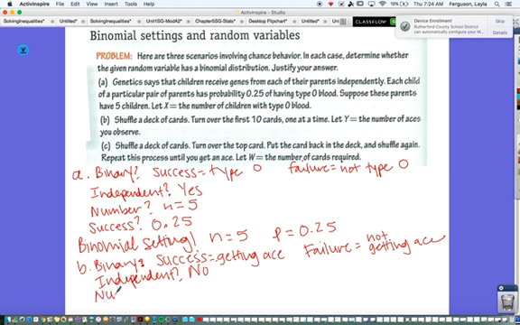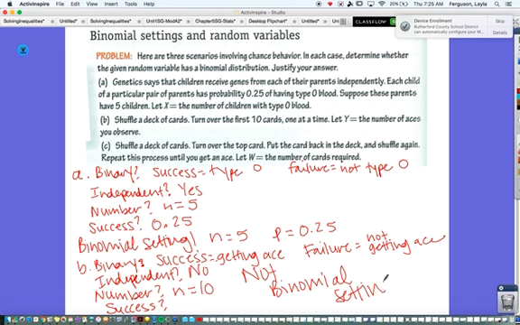The second thing is a number. So do we have a set number of trials? Yeah, we do have a set number of trials. It's n equals 10. But we don't have a number of successes. And because we said no to independent, it's automatically not a binomial setting. So you have to be able to satisfy all 4 of those questions.